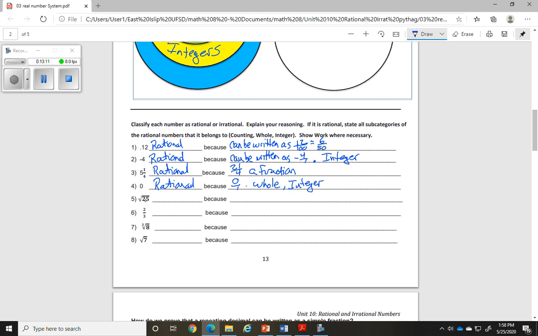Square root of 25 calculates to be 5. Therefore, we can write it as 5 over 1. So since it can be written as a fraction, it's called rational.